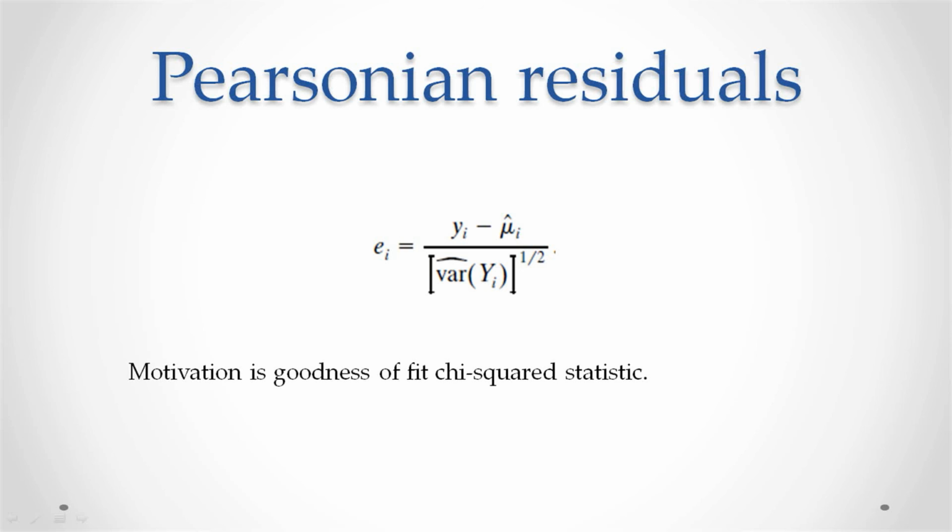Thus the variance depends on the covariates, and as this is different for each of the individuals, we have a situation of heteroscedasticity. Thus it would not make sense to compare just the y_i minus mu_i hat difference values, and so we standardize them by the square root of the corresponding estimates of the variance, to get a residual which we are familiar with as the Pearsonian residual. The motivation for this is, of course, the chi-squared statistic, which is used for goodness of fit of a distribution.